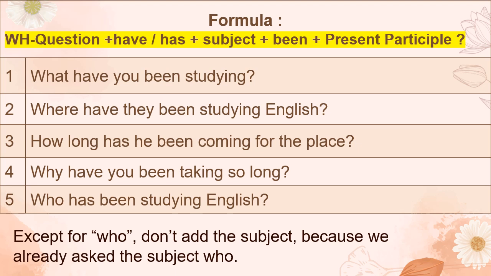Formula: WH question plus have or has plus subject plus been plus present participle. Number 1, what have you been studying? Number 2, where have they been studying English? Number 3, how long has he been coming for the place? Number 4, why have you been taking so long? Number 5, who has been studying English?